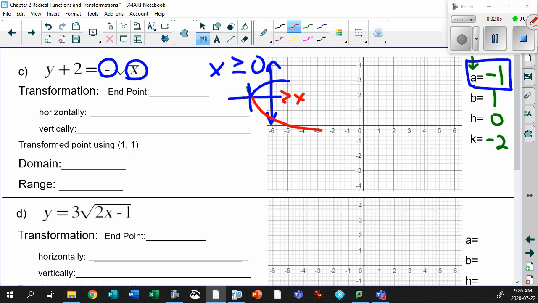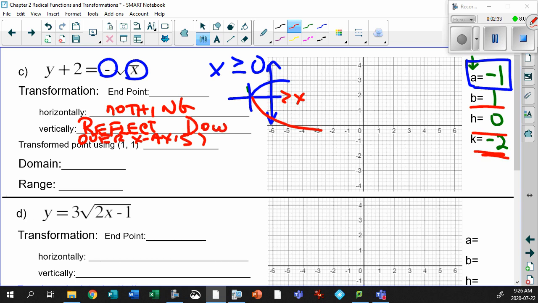So horizontally, there's not much going on here. Really, there's nothing, because look at our horizontal components. There's a horizontal component, there's a horizontal component. Nothing happening. But vertically, we're going to reflect, and of course, a vertical reflection is over the x-axis, all right? And this here tells us that we're moving down 2. So what's our endpoint now? Our endpoint that started at 0, 0 now is being reflected downwards.